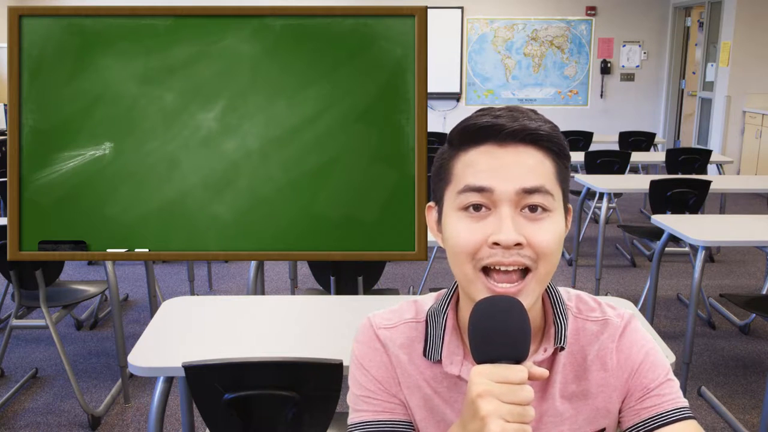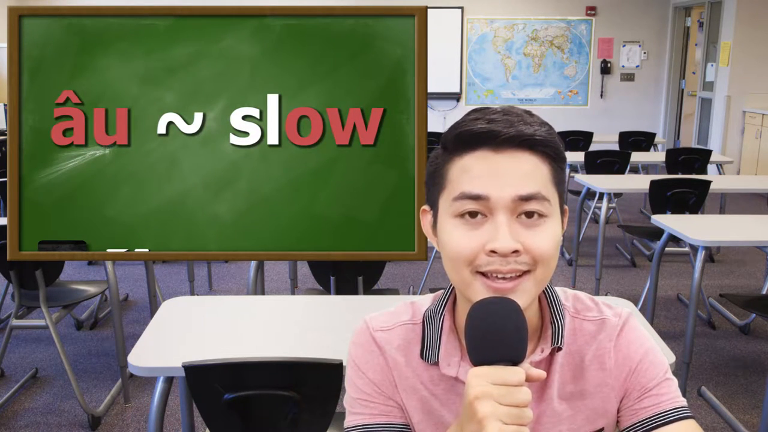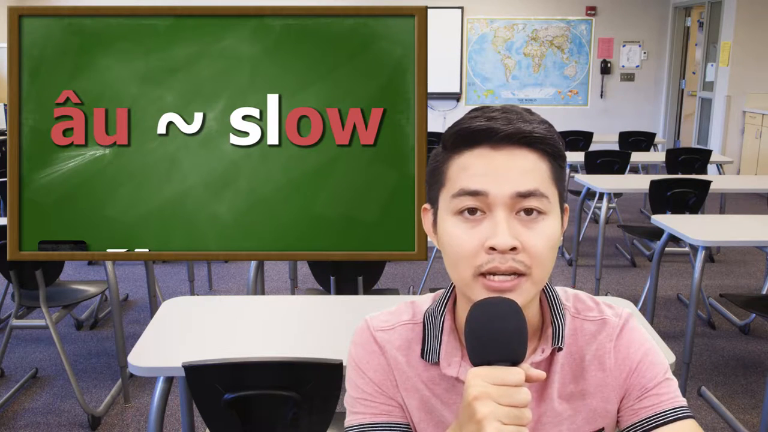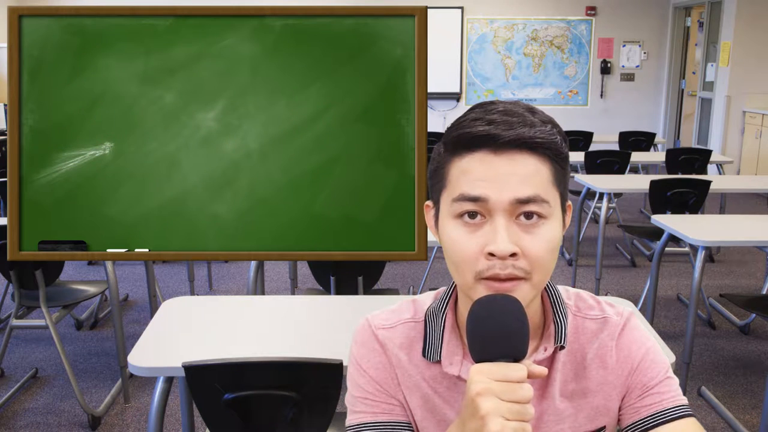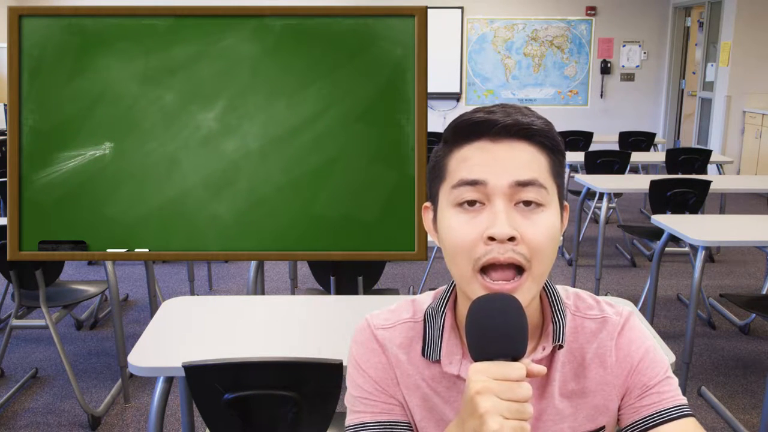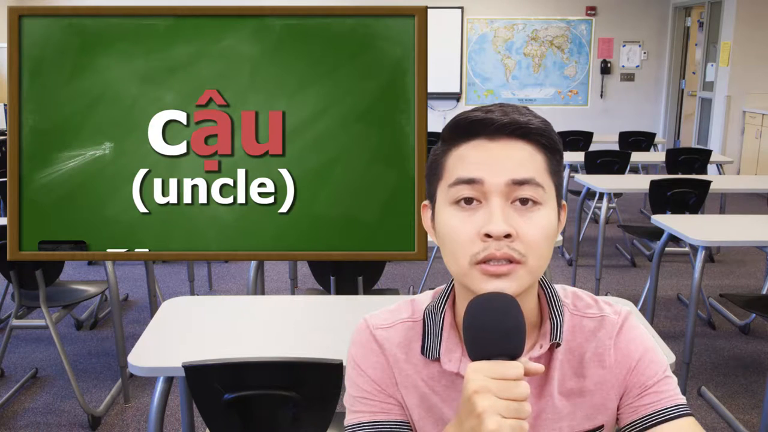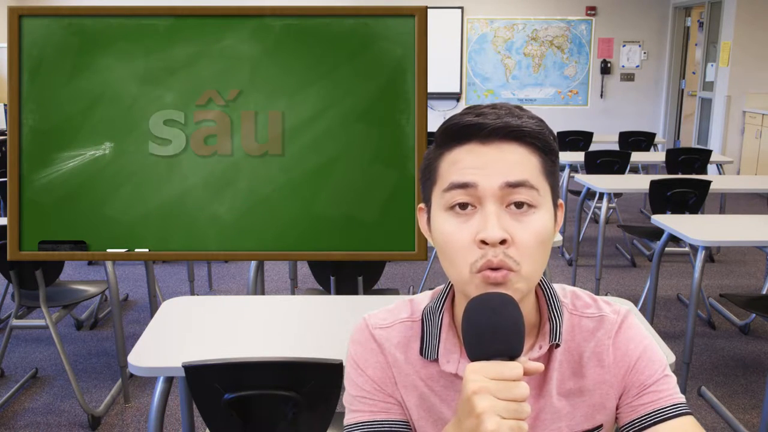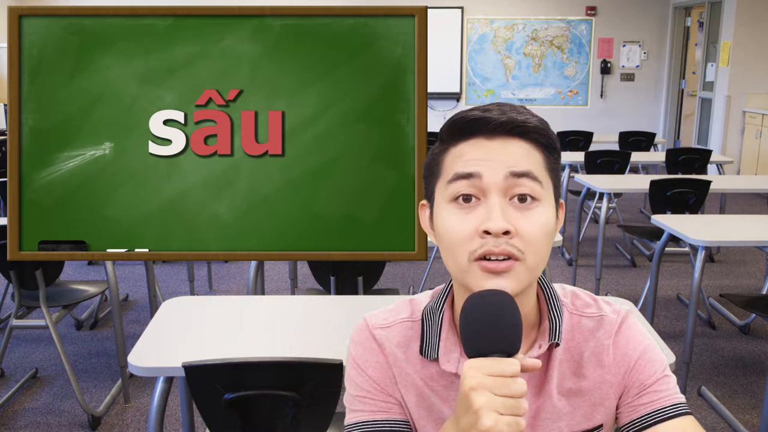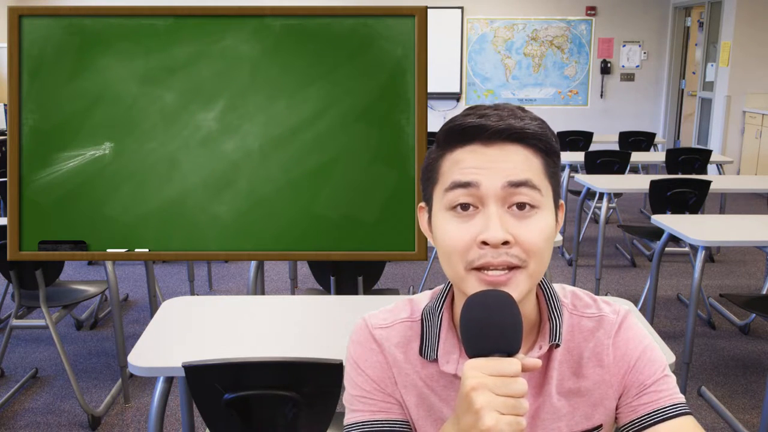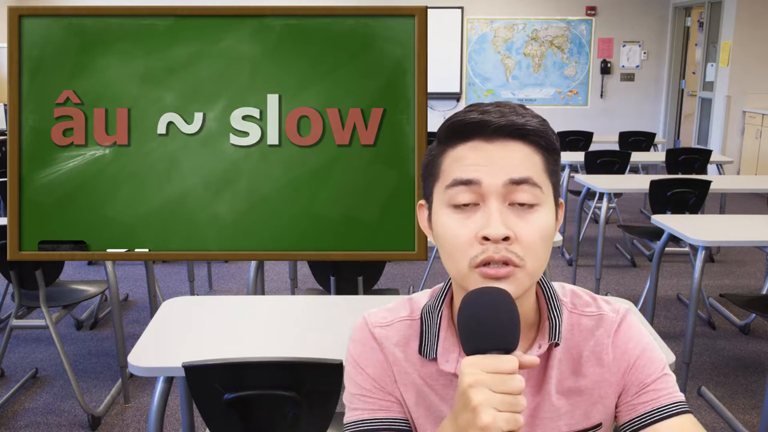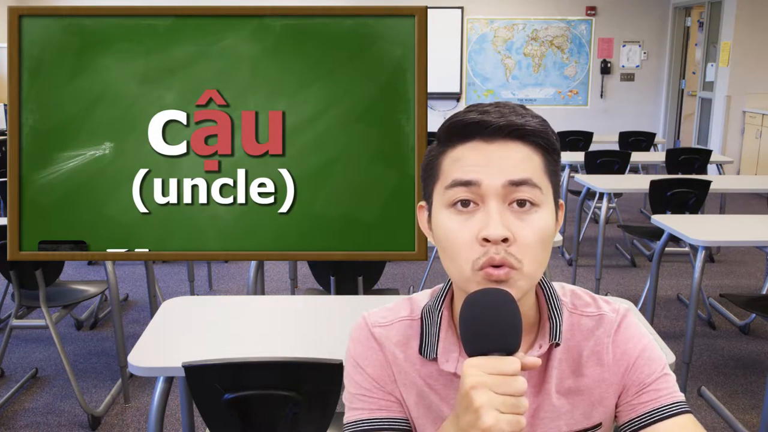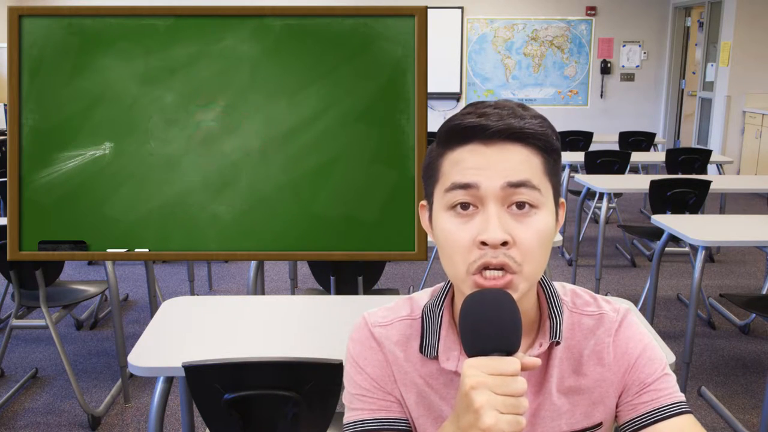Good. The next cluster is âu. This is a combination between â and o. This is similar to the sound in slow. For example, cậu, xấu. Now, repeat after me. Âu. Cậu. Xấu.